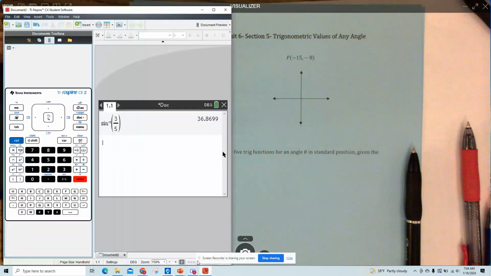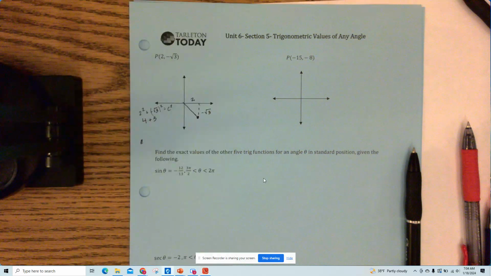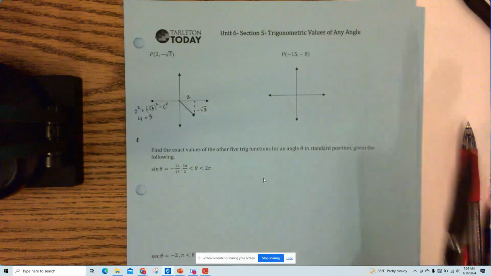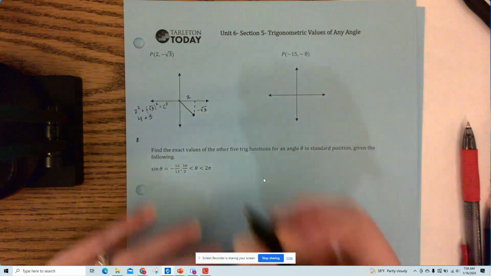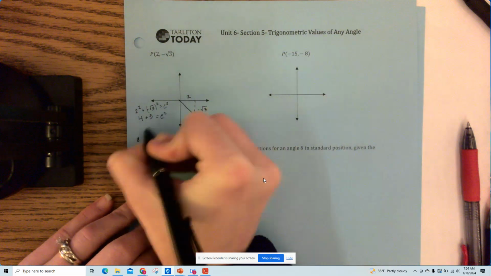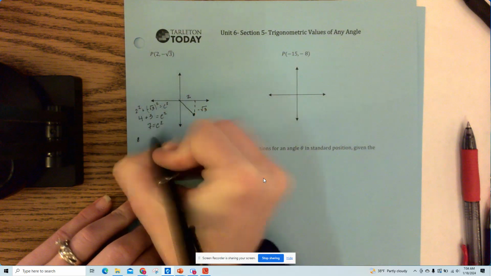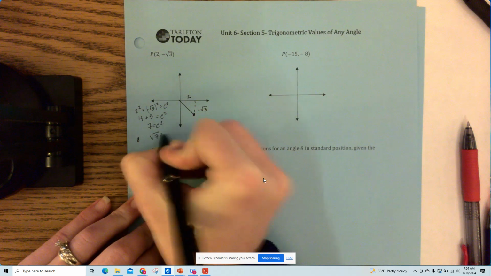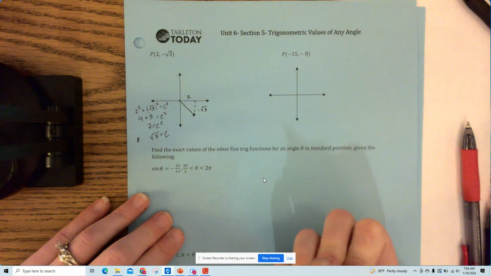Actually, I can do it this way. If I do square root of 3 and then I square it, yeah, positive 3. Just want to make sure my brain was telling me something different. Equals c squared. That means 7 equals c squared. That means the square root of 7 equals c. So they're not always really pretty.